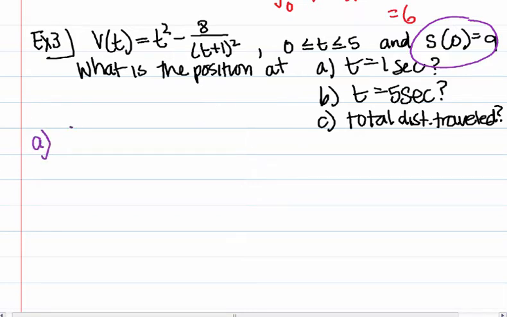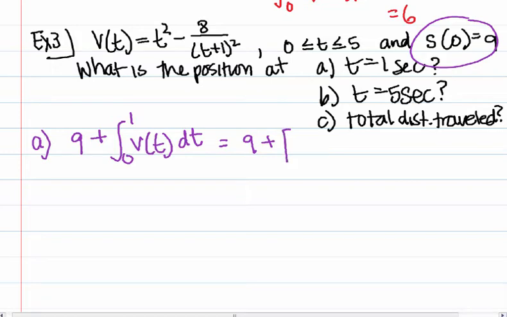So if we need to find out where our particle is at 1 second, then we have to start out with its initial position, which is 9. So 9 plus the integral from 0 to 1 of v of t dt, that's going to give us 9 plus, and now we need to integrate our function, and that's going to be 1/3 t cubed plus 8 over t plus 1 from 0 to 1. Again, I know you guys can plug all these numbers in, so I'm going to go ahead and just tell you that equals 16 over 3.